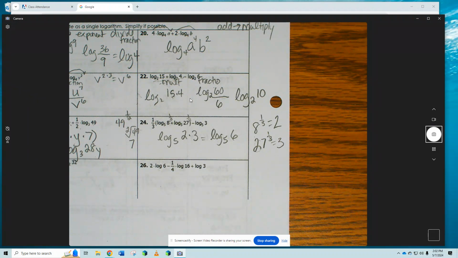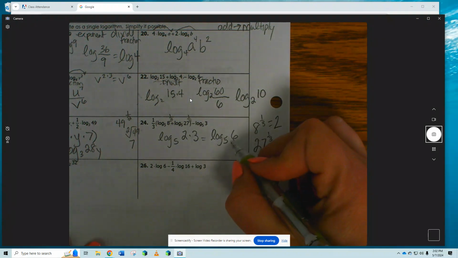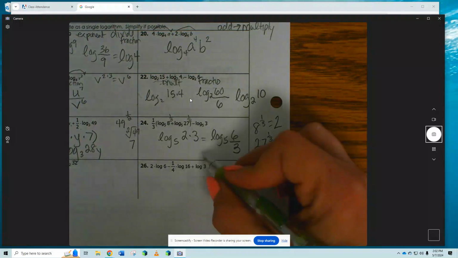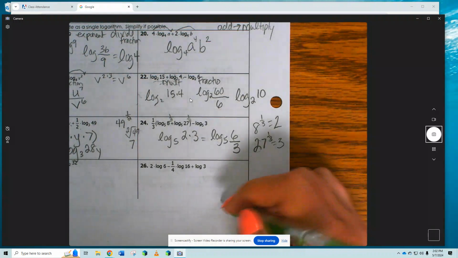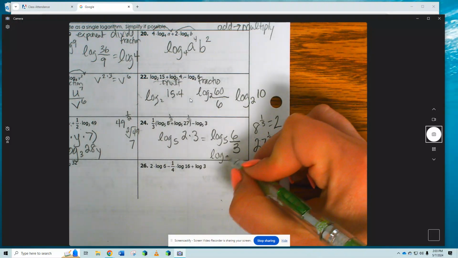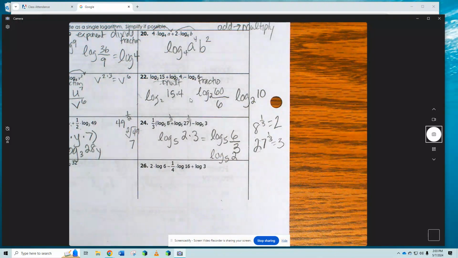Okay, what do I do with this subtract? What does this subtract mean? Divide. Okay. So please put it over 3. Log base 5 of 2. 6 over 3 becomes 2.